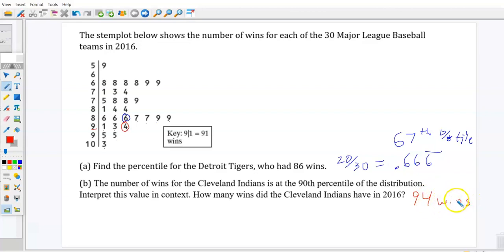Always good to put a unit, in this case the number of wins. When you're answering questions, you might even answer in a sentence. Being a little bit lazy there, but it's always a good idea to answer in a sentence, in context of what you're doing. Okay.